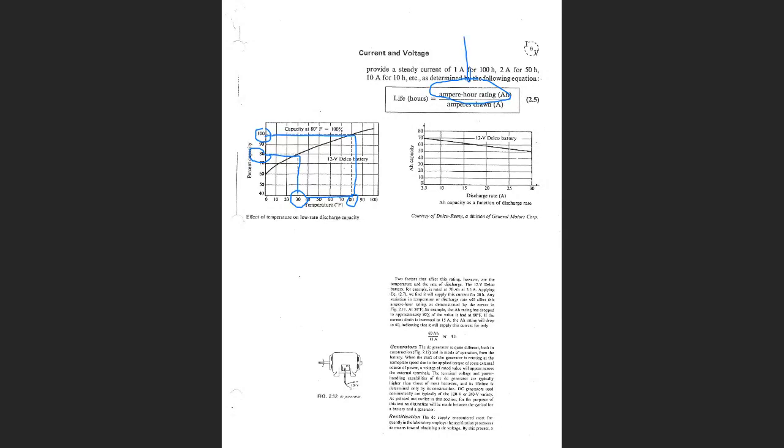So the takeaway is amp hour rating depends on how much current you're pulling from the battery, the discharge rate, and amp hour rating depends on temperature. The more current you pull, that lowers your amp hour rating. The colder it is, that lowers your amp hour rating. Now, if I wanted to, I can give you a problem that involves both, where the temperature drops and you're pulling current. You have to use both graphs together. I'm not saying I'll do that, but it is possible.